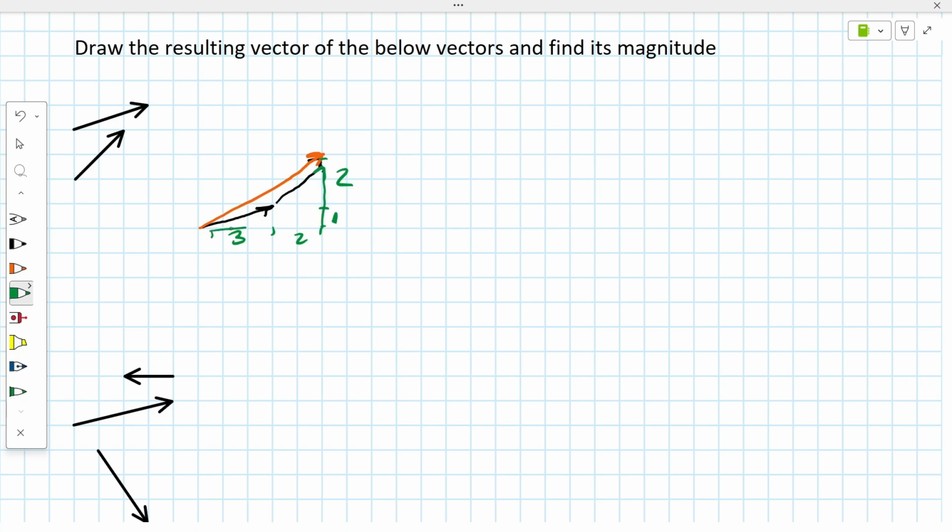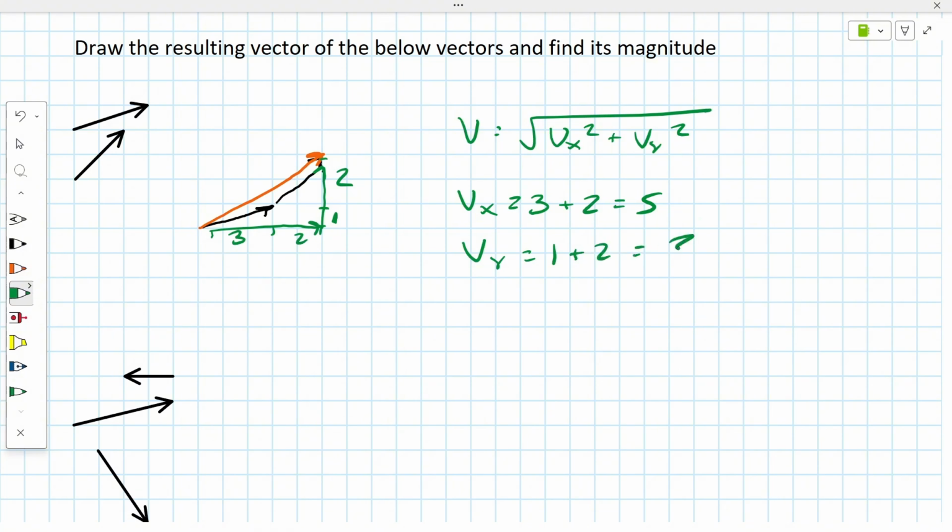So now we found our components, and we can go ahead and find the magnitude of this resulting vector using the formula from before, where v equals, and I'll just use v for vector in this case. So if we wanted to find our vector in the x direction, it'll just be this 3 plus 2, and then our velocity in the y direction is just 1 plus 2, and we can plug these in and get 5 squared plus 3 squared, and that'll equal 5.83. And that's our magnitude of this resultant velocity vector.